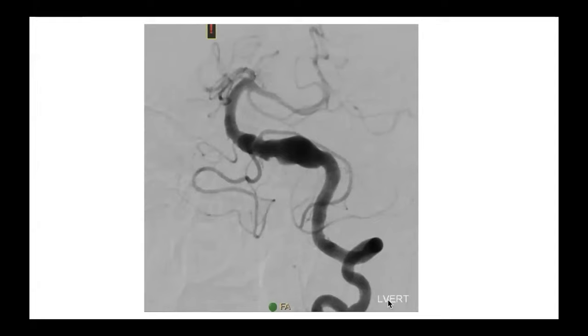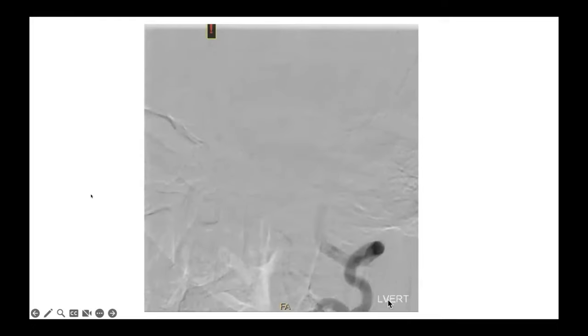So this patient eventually ended up getting a bypass, a radial graft for M2 to P2 bypass. And then electively, coil and Onyx embolization of the aneurysm. I don't have images post-treatment. It was done at another facility, but I was able to find out what was done.